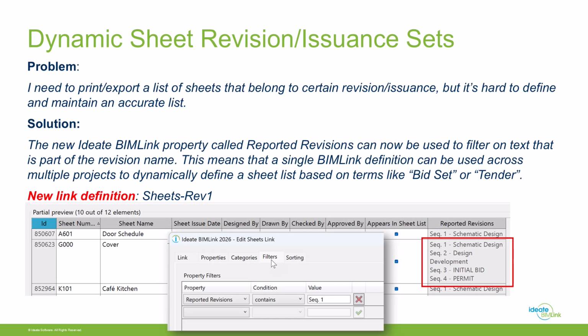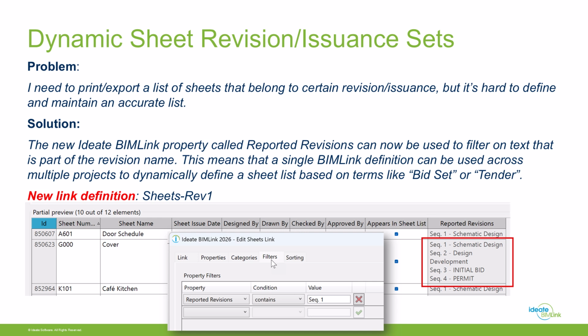Another enhancement in Ideate Bundle, one we're particularly excited about, relates to revisions and issuance. Whether you're publishing a bid set, permit set, addendum, or a tender set, it's critical that you have accurate and up-to-date data tied to your sheets. Many of our customers rely on Bundle specifically for managing this information, and this update builds on that core functionality. We've introduced a new property called Reported Revisions, which lists all the revisions or issuance names associated with each sheet in your project.